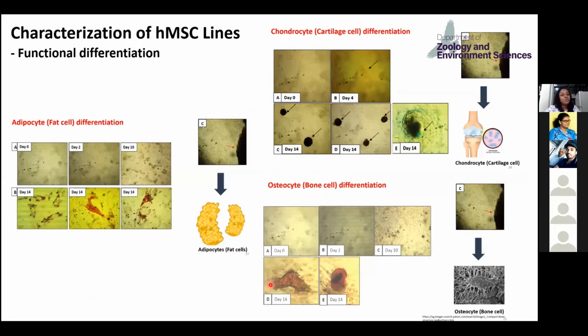So not only to isolate, we have to characterize these mesenchymal stem cells to confirm whether the cells which we isolated are really the mesenchymal stem cells which we need. So for that, we did two types of characterization. First one was the functional differentiation, where these stem cells were differentiated into fat cells, cartilage cells, and bone cells.